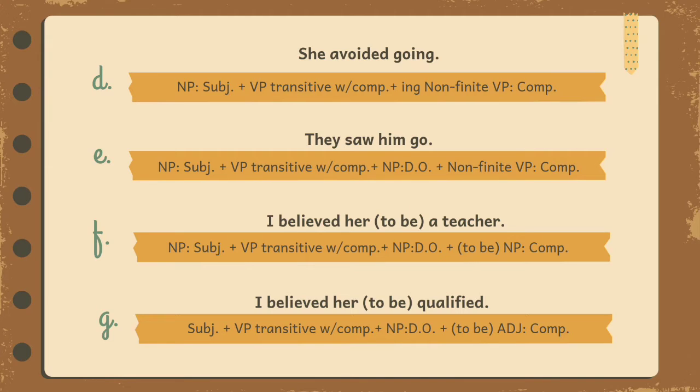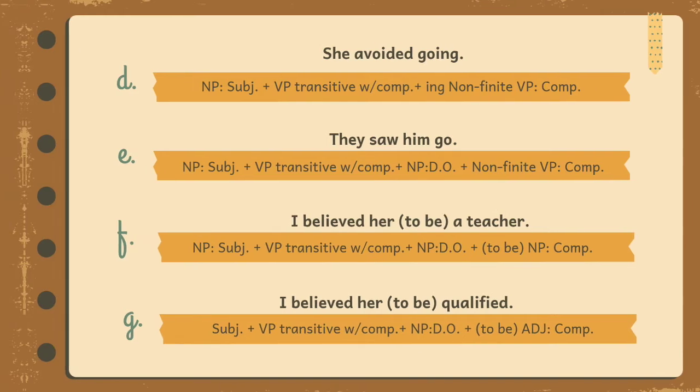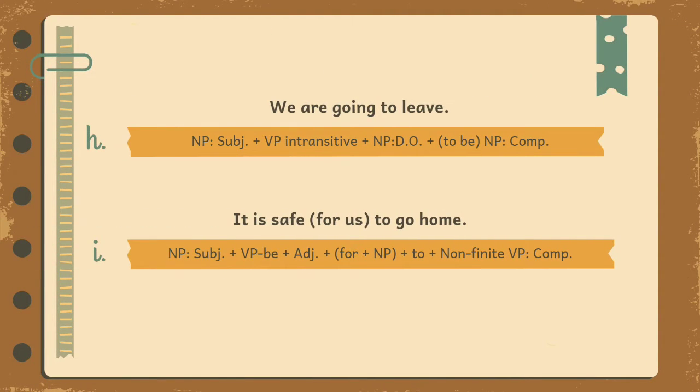E. They saw him go. Noun phrase as a subject, verb phrase transitive with complement, noun phrase as a direct object, and a non-finite verb phrase as a complement. F. I believed her to be a teacher. Noun phrase as a subject, verb phrase transitive with complement, noun phrase as a direct object, optional to be, noun phrase as a complement. G. I believed her to be qualified. Subject, verb phrase transitive with complement, noun phrase as a direct object, optional to be, and an adjective as a complement. H. We are going to leave.